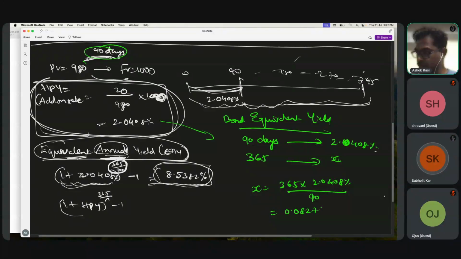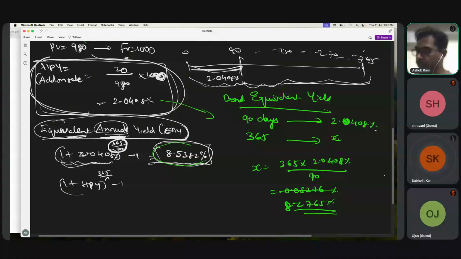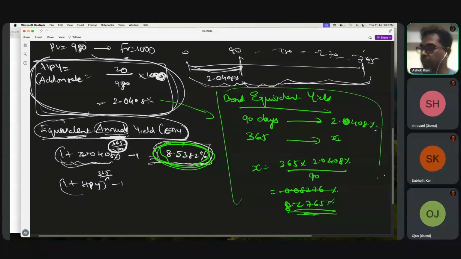0.08276. We'll have to multiply it by 100. Yeah, 8.2765 percentage. So you see, equivalent annual yield will always be the highest, because it is using compounding. Here it is not compounded, so it is close to equivalent annual yield but lower than that. Again, the base is holding period yield. From the holding period yield, I got equivalent annual yield. Very important one. Is it fine now? Yes.